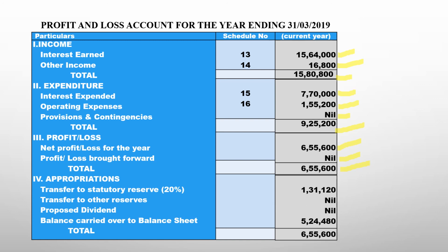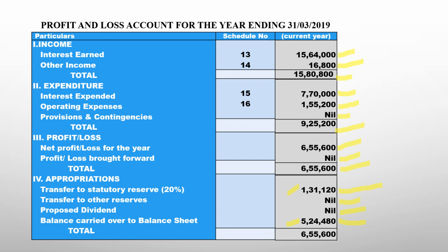Next, appropriation. Transfer to statutory reserve is 6,55,600 into 20%, 1,31,120. Transfer to other reserve is not there. Proposed dividend is not there. That means 6,55,600 minus 1,31,120, the balance is 5,24,480. That is the balance carried over to the balance sheet.